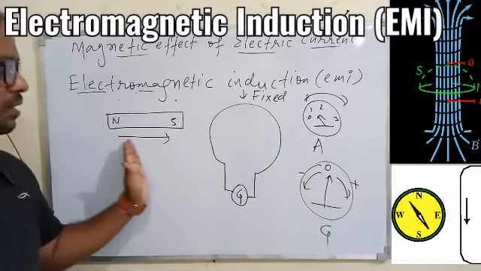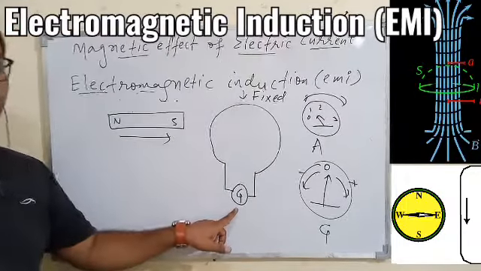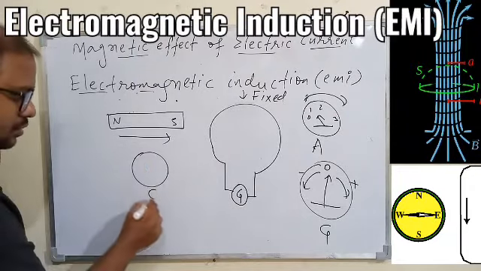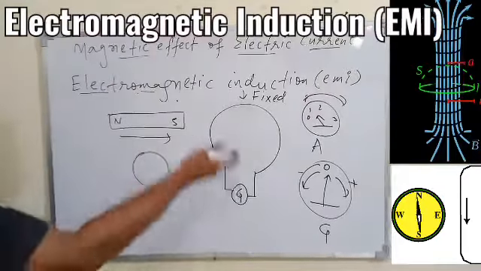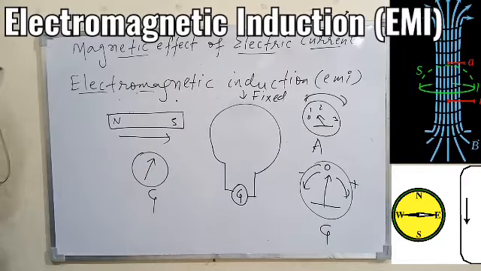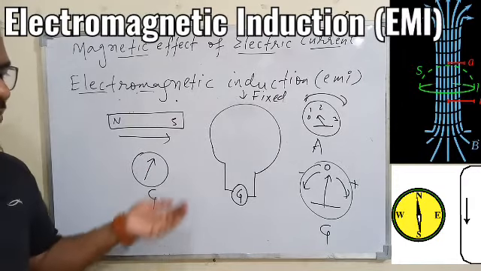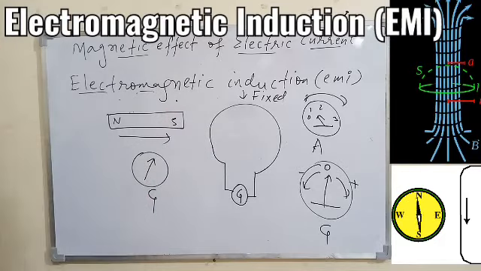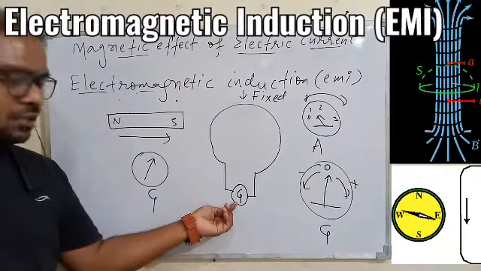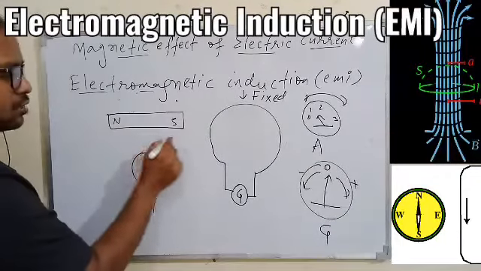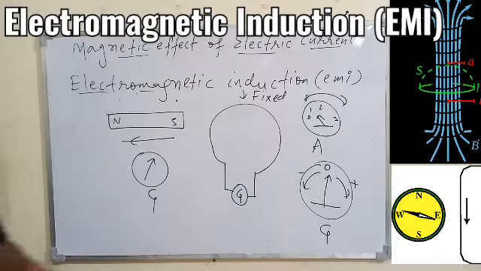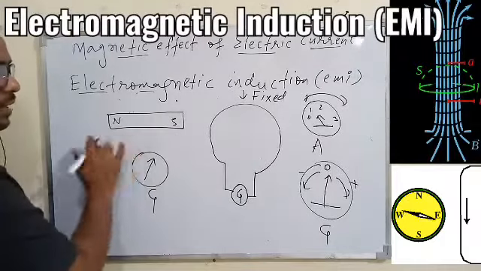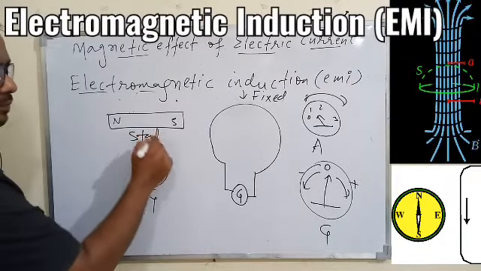The time you start moving the magnet towards the coil, you will see the galvanometer show some deflection. The needle will move, and if the needle moves, it simply says that some current must be flowing in the coil. If you start moving the magnet away from the coil, then also you will see the deflection in the galvanometer.